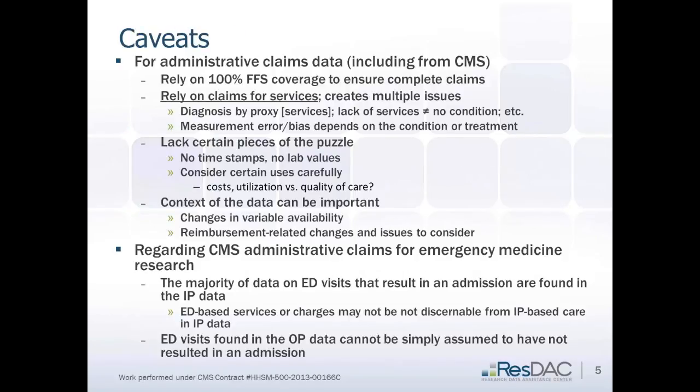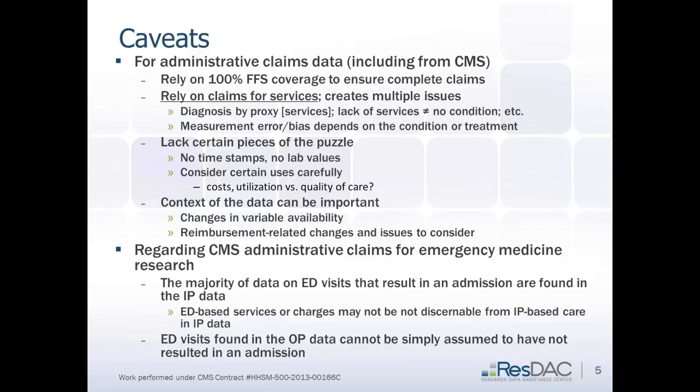Next, as someone who grew up as a stoic, pragmatic, rural Midwesterner, I tend to focus on caveats and cautions, but I don't want anyone to take these too negatively. Regarding administrative claims data, some limitations or considerations include: first, the fact that we often have to rely on 100% fee-for-service enrollees to ensure our samples have complete claims. Thus, we lose managed care and may be dealing with an unrepresentative population depending on the question.